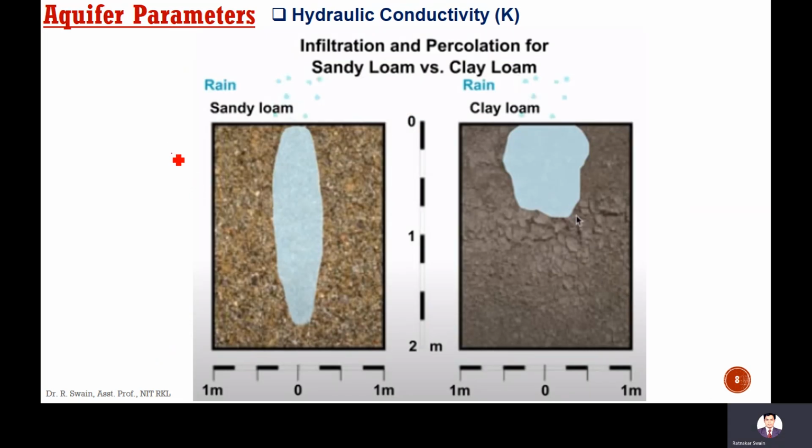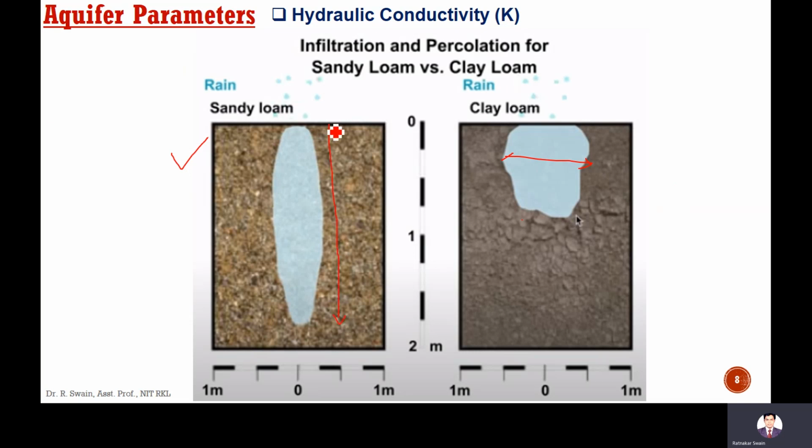Here is one example when rainfall occurs. This is the sandy loam soil and this is the clay loam soil, and this is the depth of the soil: 0 meter, 1 meter and 2 meter. Here we can see, although there is some lateral dispersion of this water, towards the depth it is very less. Water flows very little here, but here water passes easily.